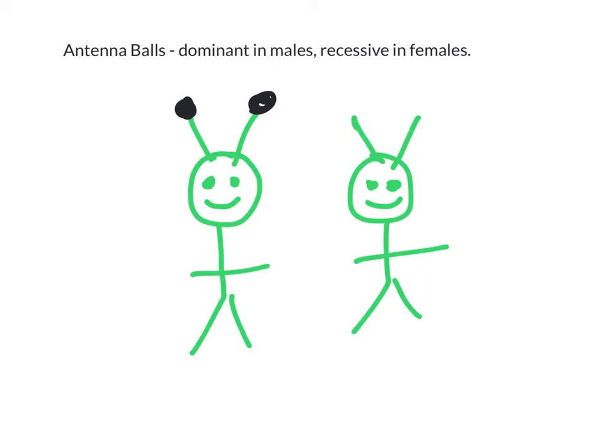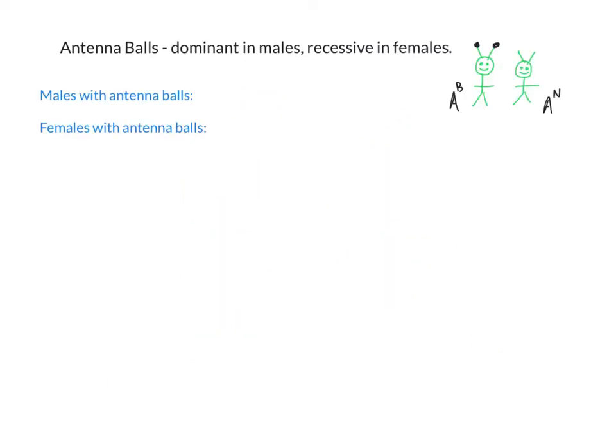Now, it's difficult to use a capital or lowercase because it switches. So instead what I'm going to do is use an A for antenna, since both of these are talking about antenna, but one of the alleles will have a B on it for balls, and the other allele will have an N on it for no balls. Since having the antenna balls is dominant, males that have antenna balls can either have 2 ball alleles, or they can have 1 ball allele, which will mask the not having balls allele.